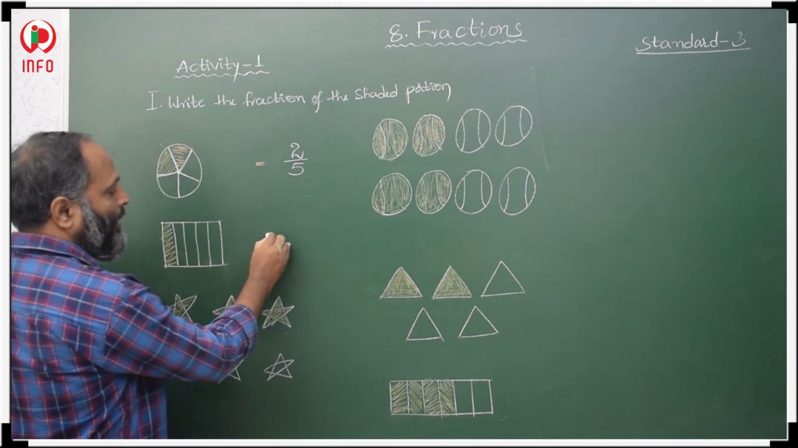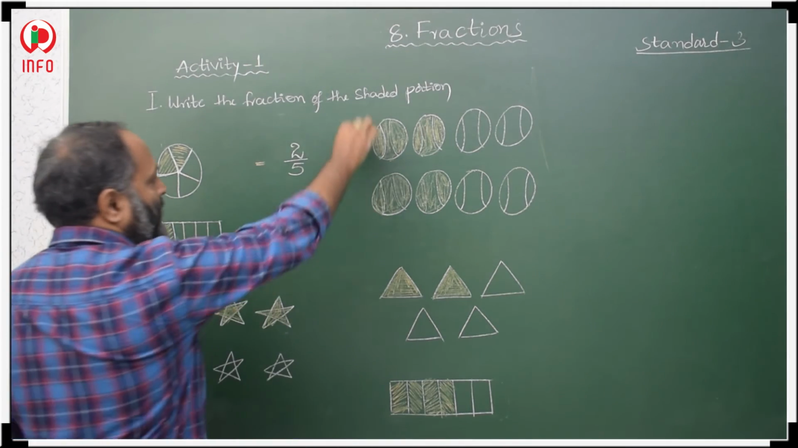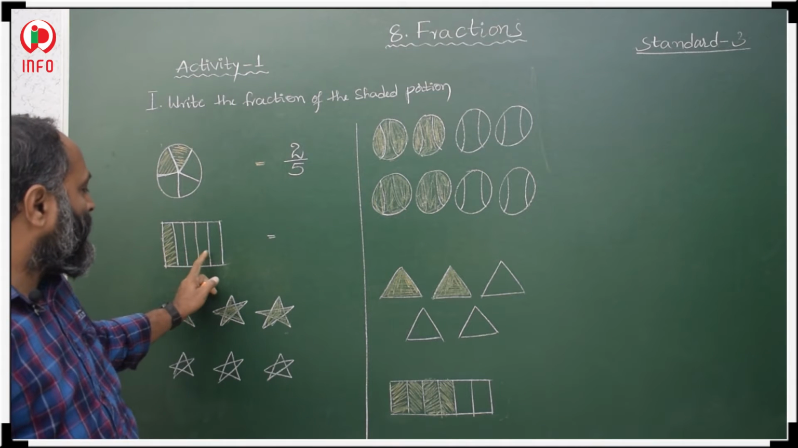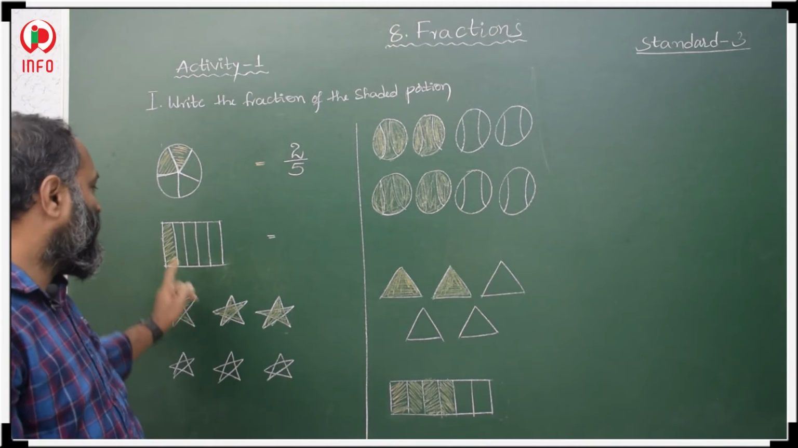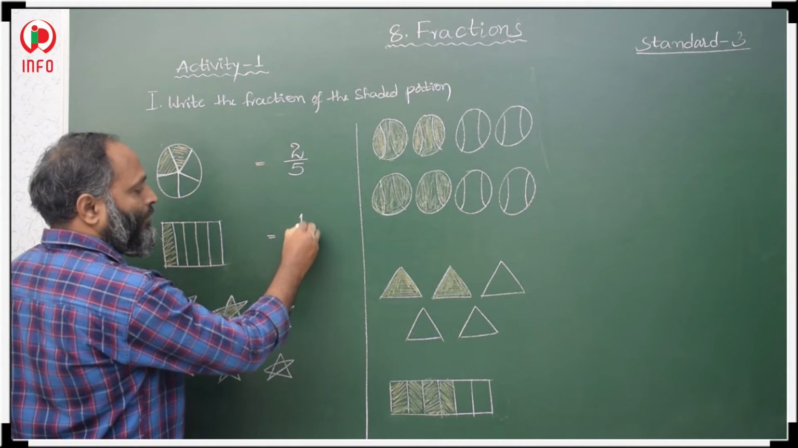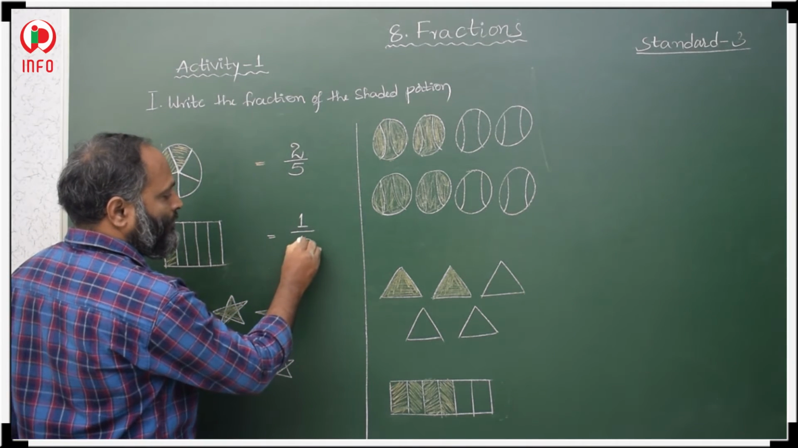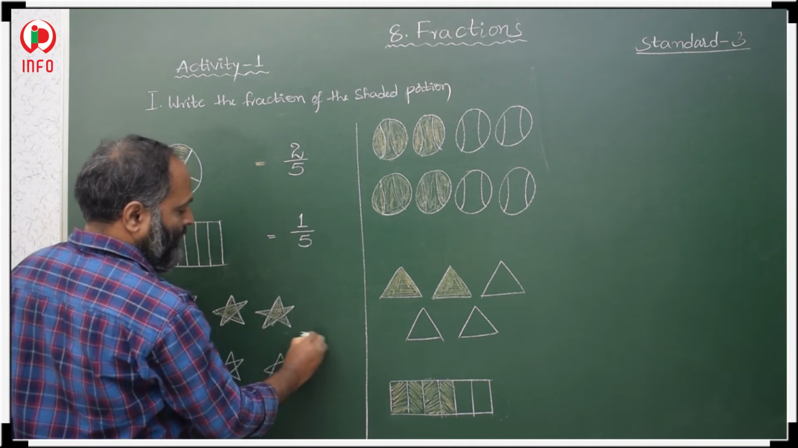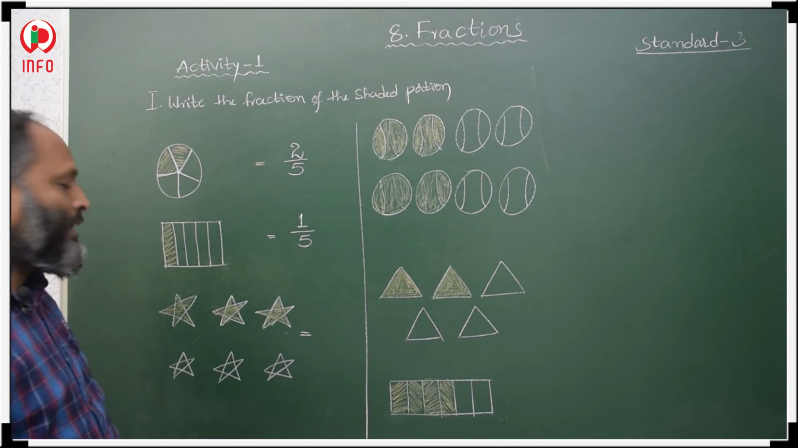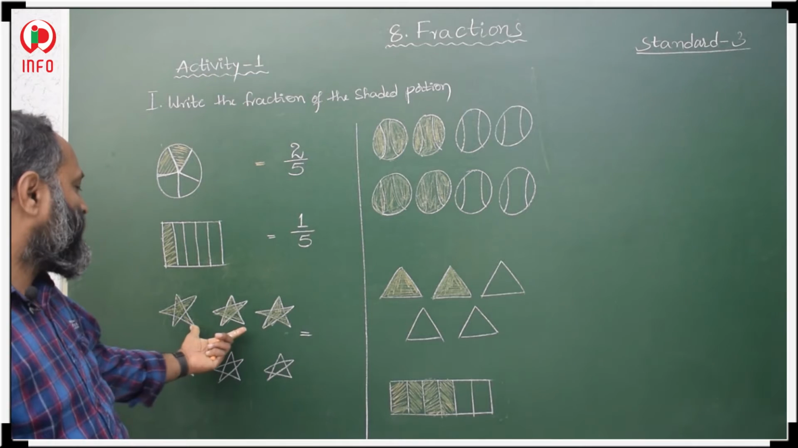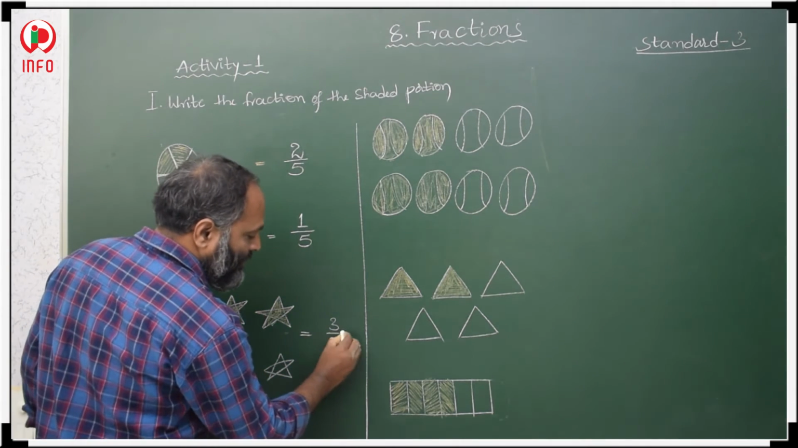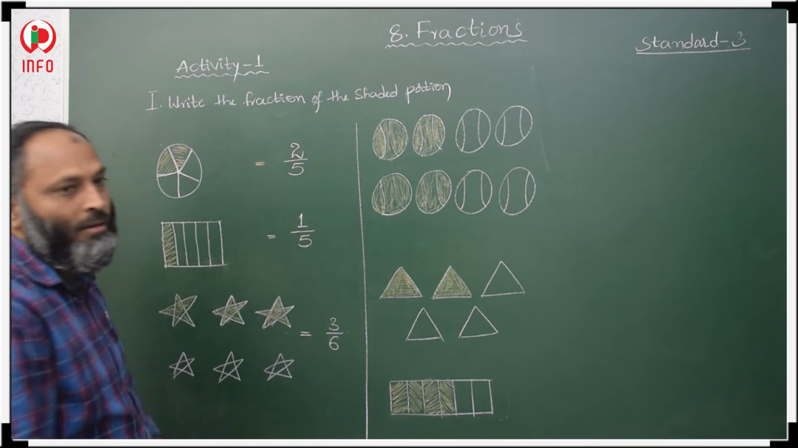Now, here first we have to count how many equal parts we have. 1, 2, 3, 4, 5. 5 equal parts. Of that, one part is shaded. It means 1 by 5. Here, in total how many stars do we have? 1, 2, 3, 4, 5, 6. Of 6 stars, 3 stars are shaded, so 3 by 6.